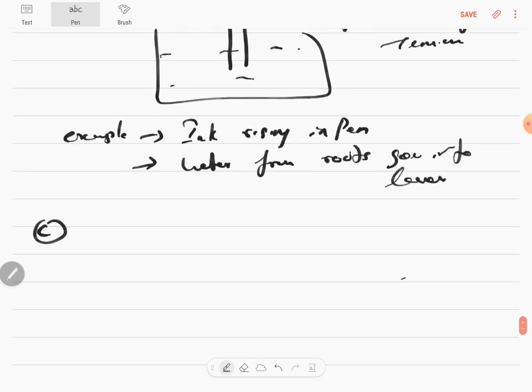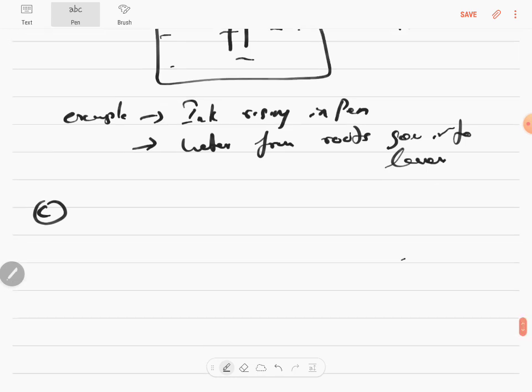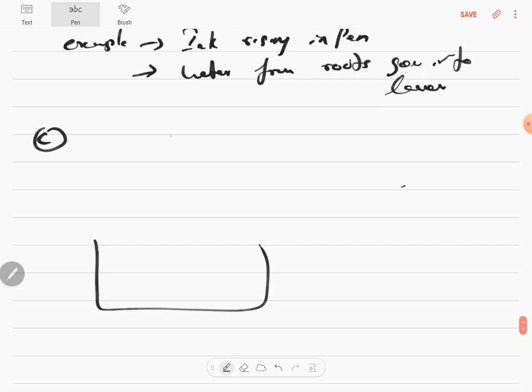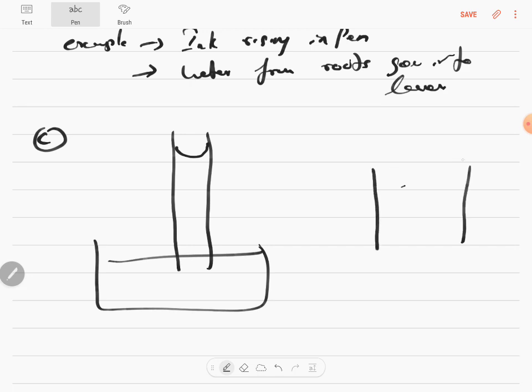Let's go to C. Derive an expression for ascent. You take a thin tube like this. It is so thin that you can imagine the meniscus is so concave that it forms a kind of closed sphere. Small r is the radius of the tube, while capital R is the radius of the bubble.